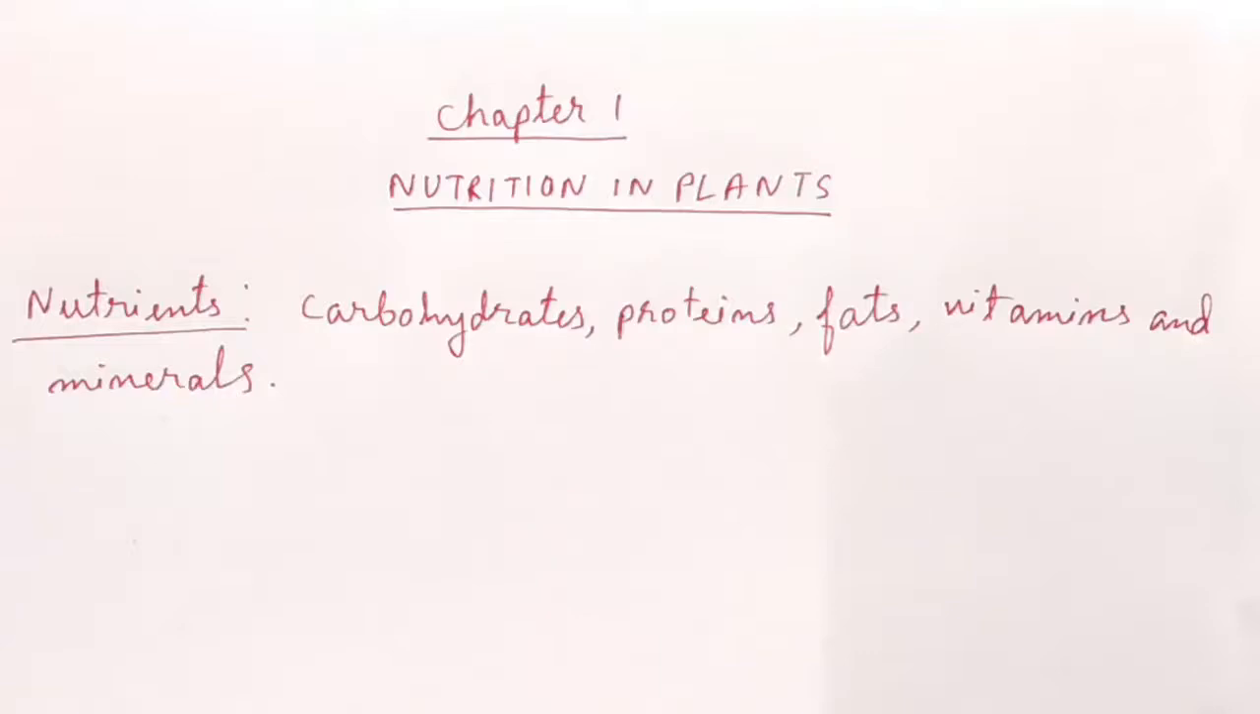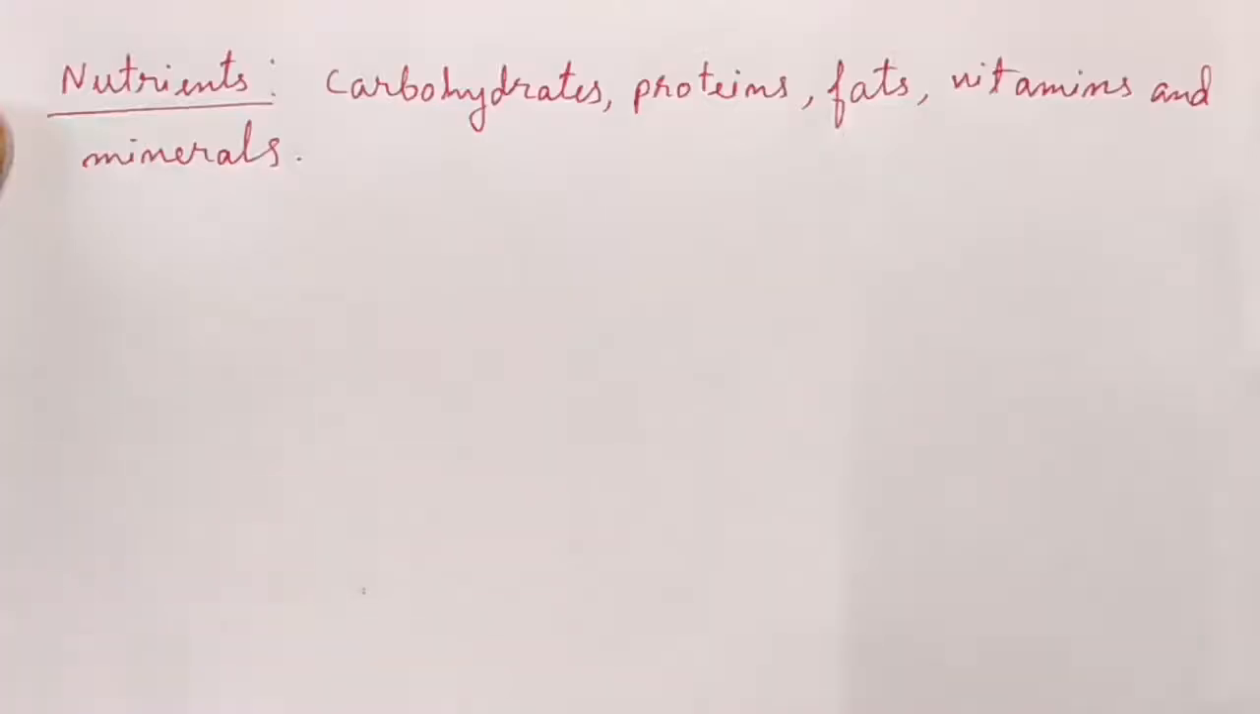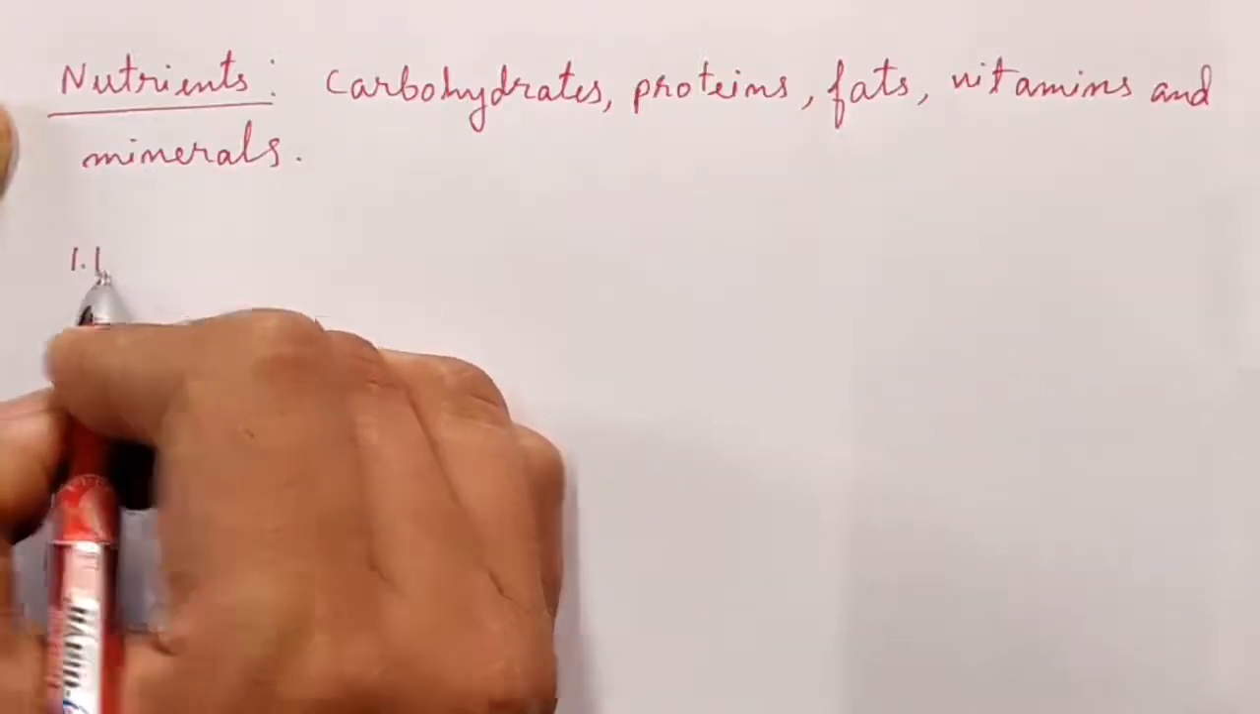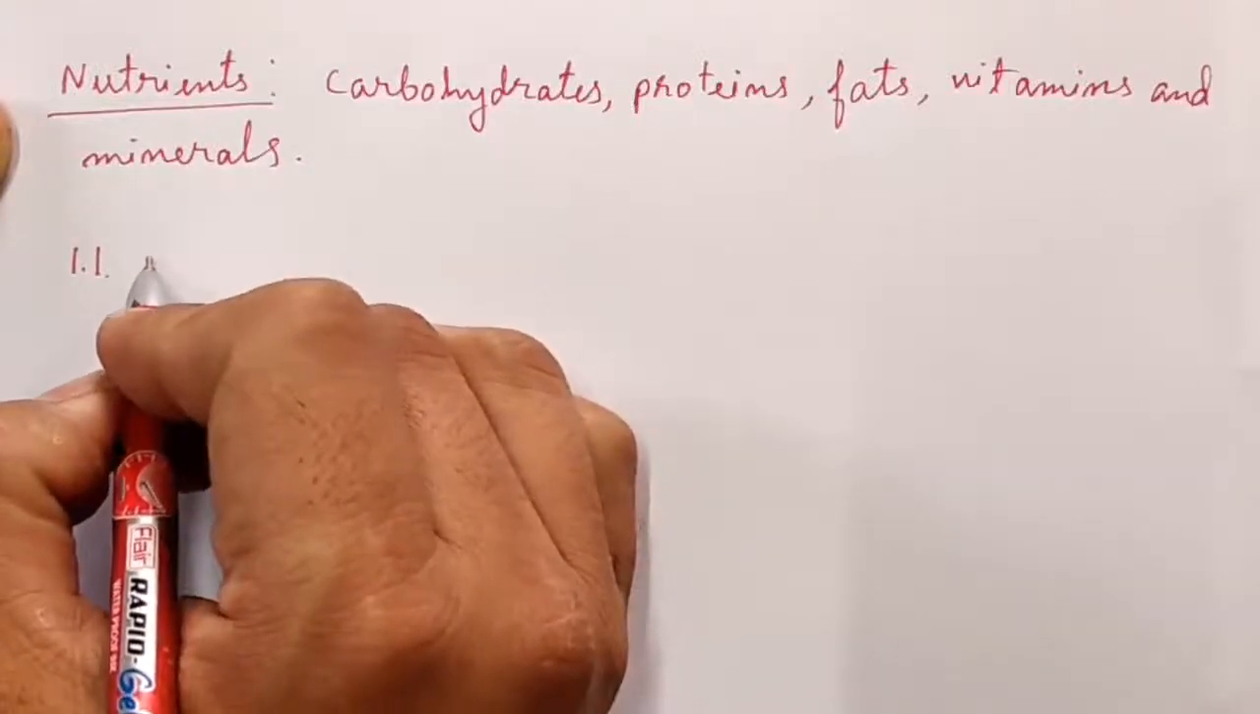We know that plants can produce their own food, but we human beings and animals cannot produce our own food, so we depend directly or indirectly on plants. In this chapter, we are going to study the nutrition in plants, so let's focus on plants. The first topic that we are going to study is 1.1, Mode of Nutrition in Plants.